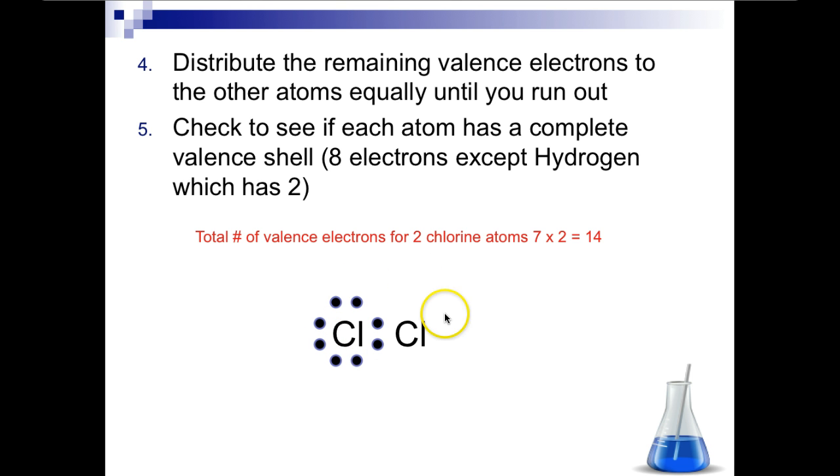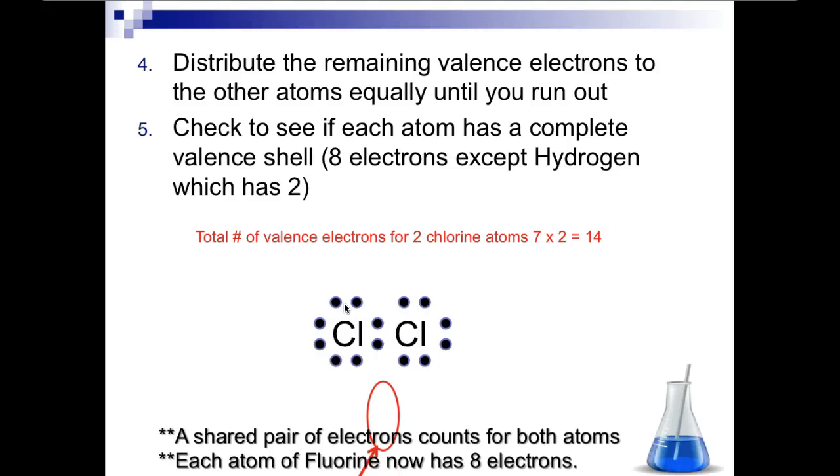And now this one does not have 8. So let's add the rest. If we take 14 minus 8, we have 6 left to place. So we're going to put 2 on top, 2 on the right, and then 2 on the bottom. So now the next thing we have to do is double check to make sure that each atom has 8 electrons around it.